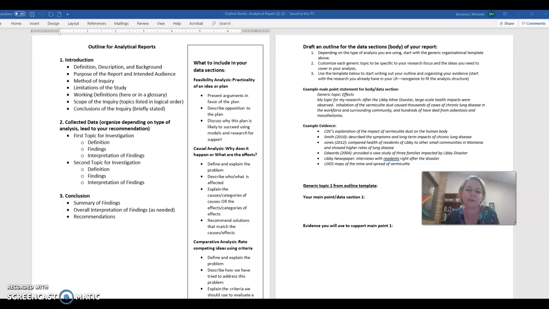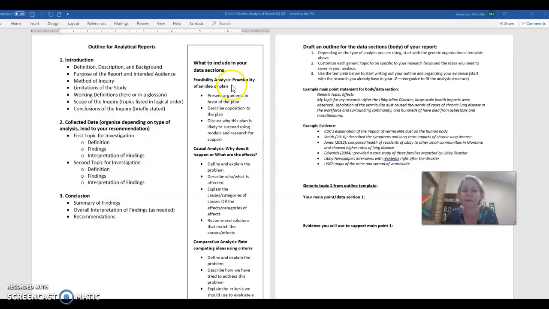So this outline starter is provided for you in the homework for Monday, as well as in the introduction and outline page in Module 3. And what it is, is an overall outline of your analytical report, as well as some detail about the body of your report, which is what I want you to outline for Monday when you write your introduction. So depending on the type of analysis that you're doing, causal, feasibility, or comparative analysis, that will decide what goes into the body of your report.